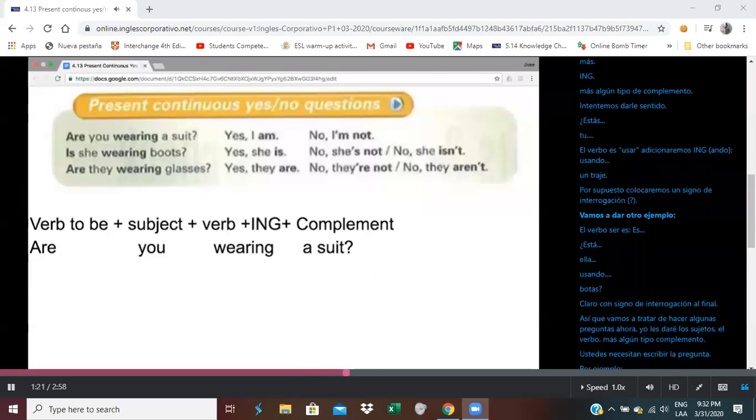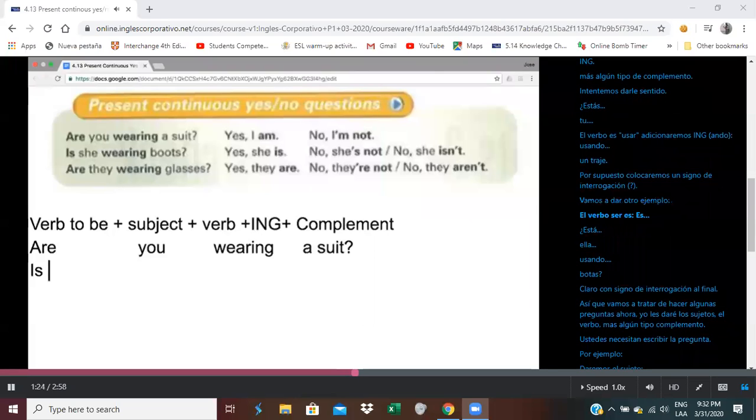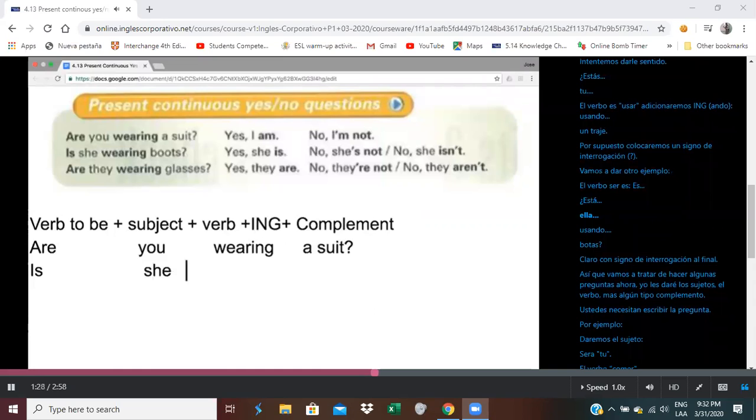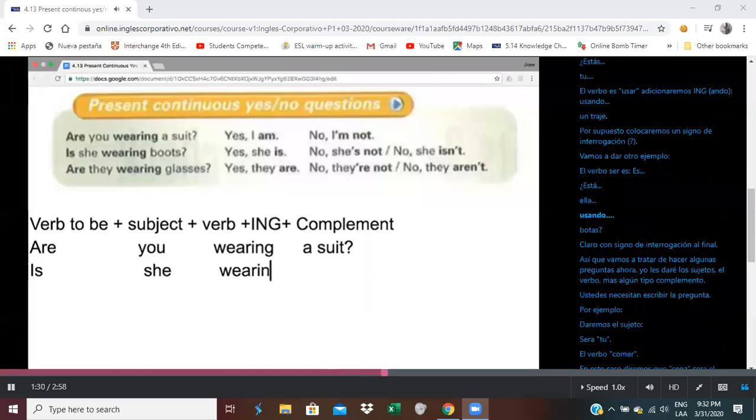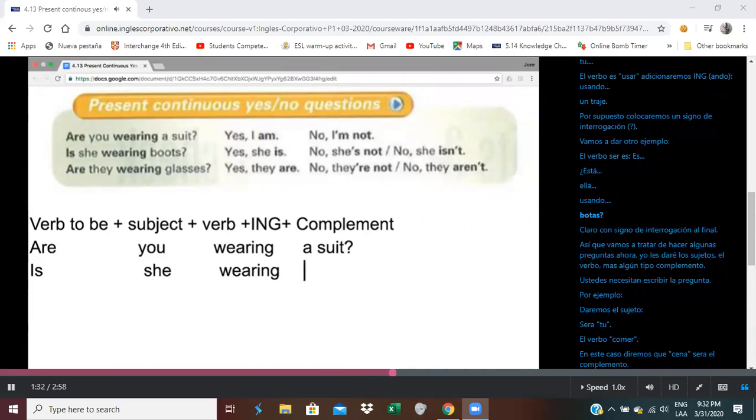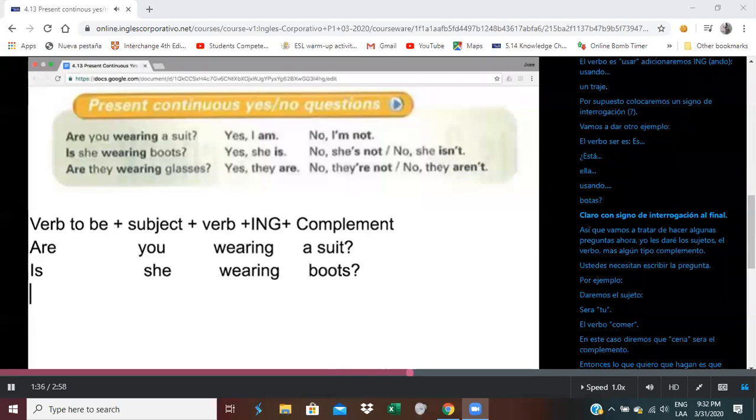Let's give another example. The verb to be is she wearing boots? And of course, question mark at the end.